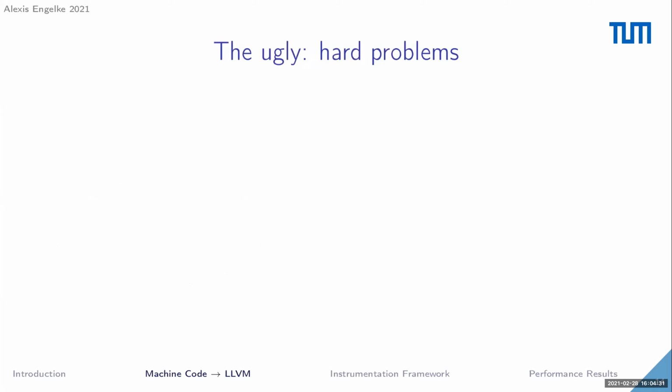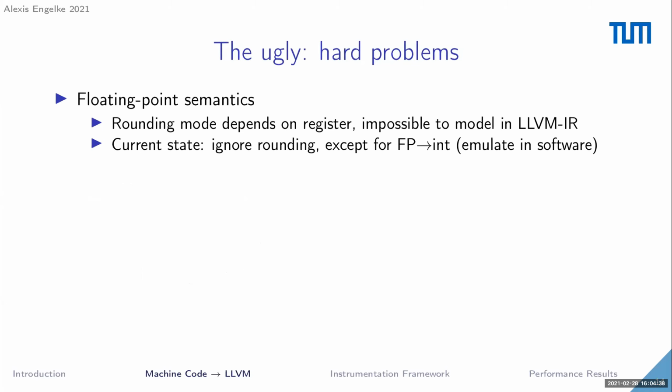The ugly parts are some hard problems with dynamic binary translation. Floating point semantics are definitely one part, because the rounding mode depends on a runtime register, which is currently impossible to model in LLVM IR. Currently, we ignore rounding except for floating point integer conversions, in which case we have to resort to software emulation if the host doesn't support the required instructions.